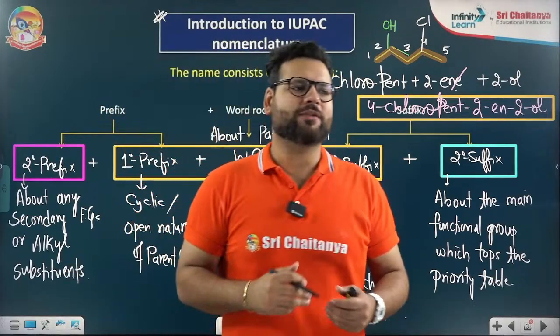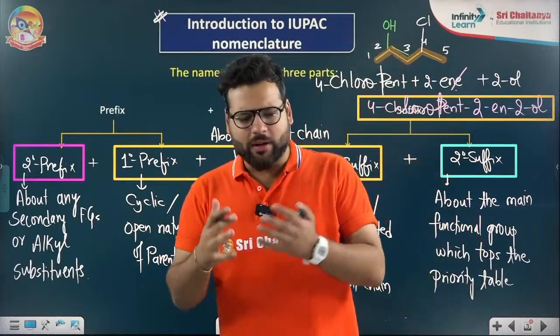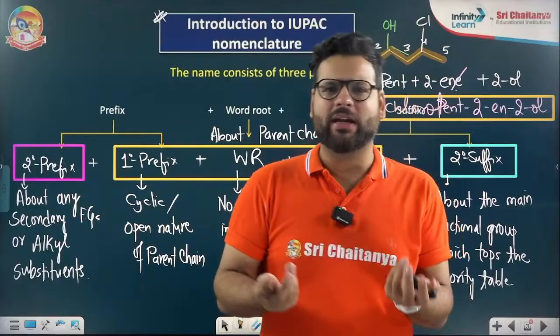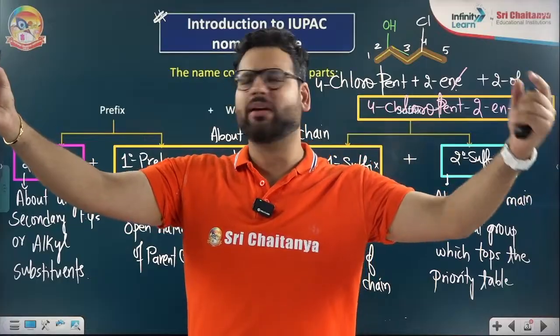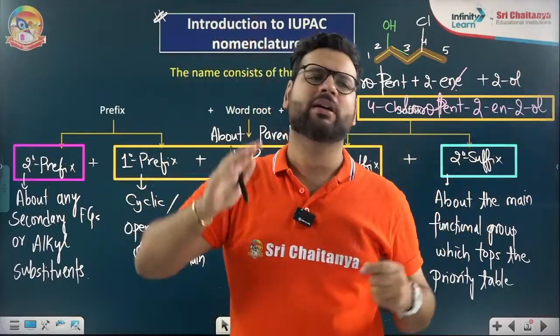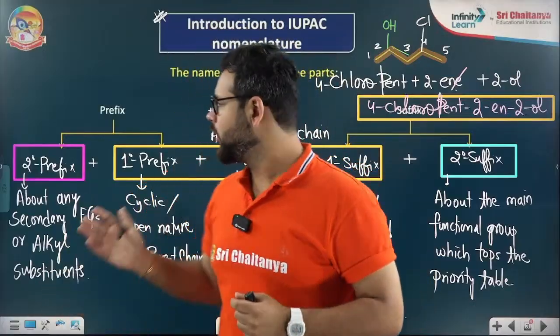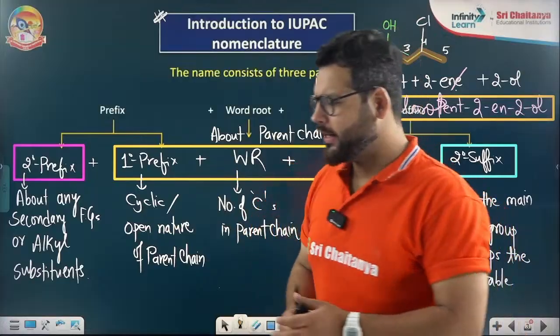Okay, beta. As we know, all the carbons in a compound cannot be taken as a parent chain. The parent chain will have to start from here and has to end here. One beginning, one end will be there for the parent chain. Any carbon in between will become an alkyl substituent, so all those names will be coming as prefix. Okay, so you can quickly write it down.